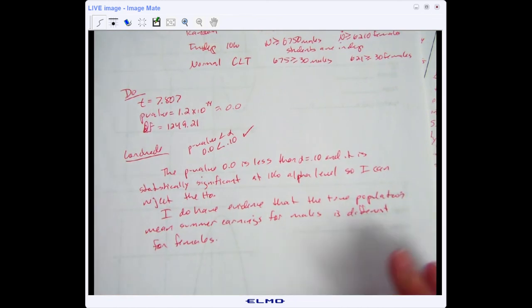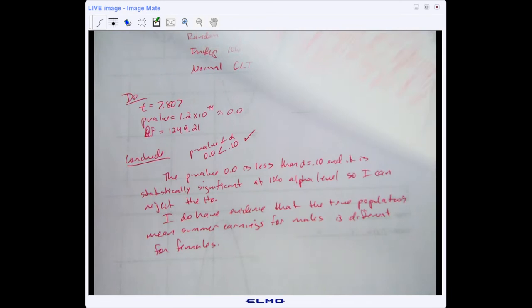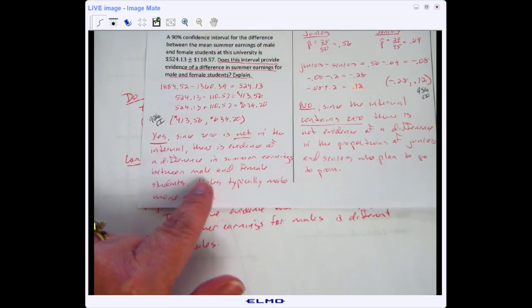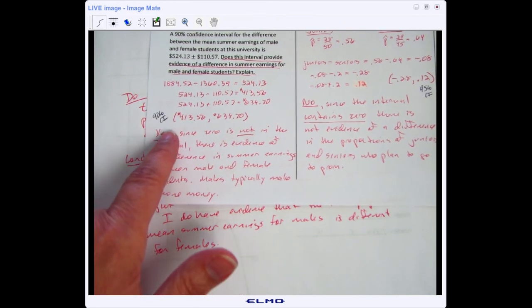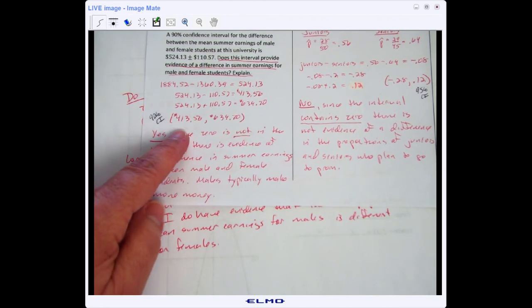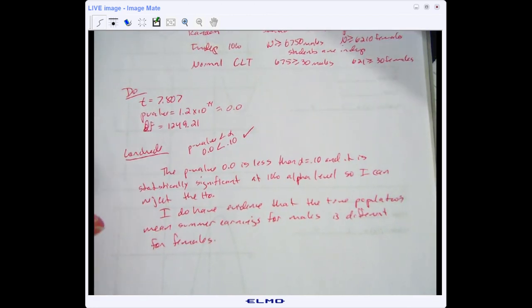Okay, and that's pretty much exactly the same conclusion we came to when we did our confidence interval. There is evidence of a difference in summer earnings between males and females. Now, from our confidence interval, we're able to come to the conclusion that males typically make more money, because of the way we set it up. Here we just know that males and females do not make the same amount of money. Their true population mean earnings are different.